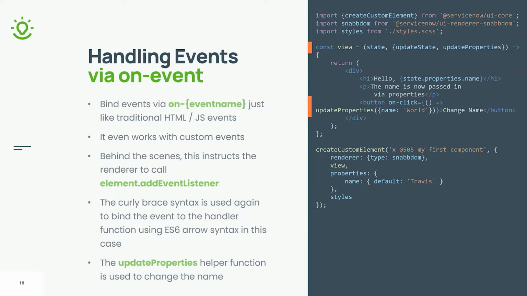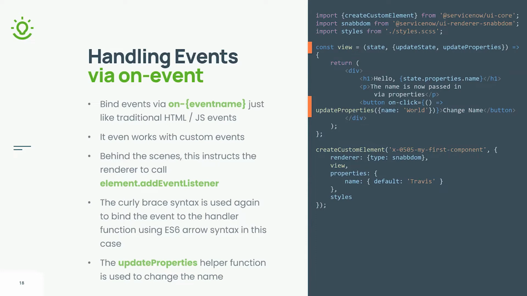Basically, behind the scenes, that on is just instructing the SnapDOM renderer to call element.addEventListener, where you pass the event name. So, you know, it's just a declarative syntax for that, and it makes it really easy to bind any event. So you really don't have to memorize any special magic ng incantations to make it work. You just have to know your event name.